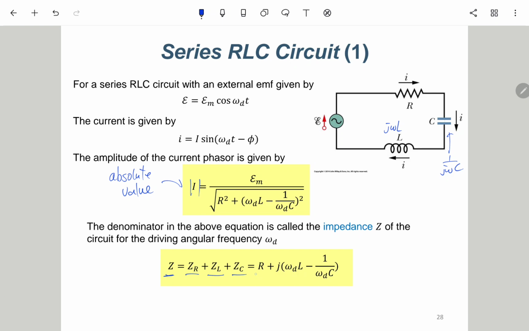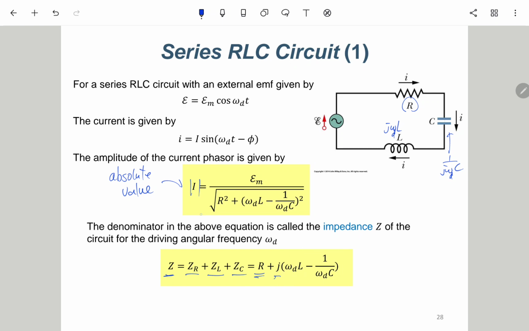Okay, so here we have R. R is a real number, so we just put it here. And L and C are imaginary parts. Okay, so we have a common factor of j and then omega_d L, omega_d C. Okay, so we have omega_d L, and here j is in the denominator. If we put it in the numerator, if we like to rationalize it, it becomes a minus 1. Okay, minus 1 over omega_d C. So for the imaginary part, it is something like this.